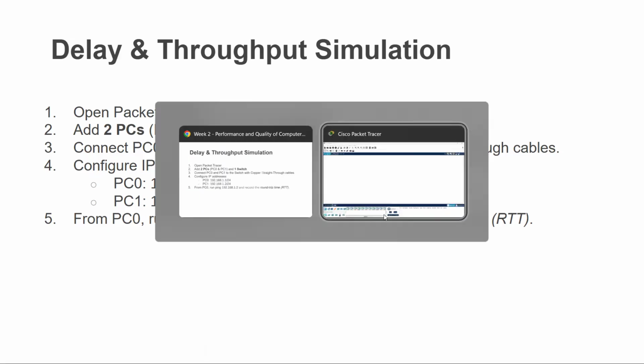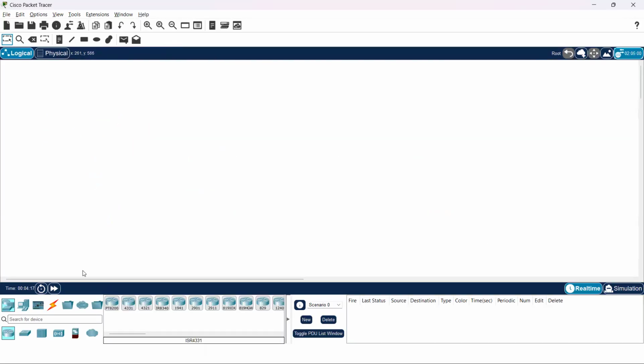Okay, let's do this. So first, we need to add the new PC. Yeah, we're gonna add two PCs. This is the PC you can get from the end devices. You can click a PC and drag it to the canvas, and drop it inside the canvas. So you got PC0 here, and we can add the second PC by doing the same.